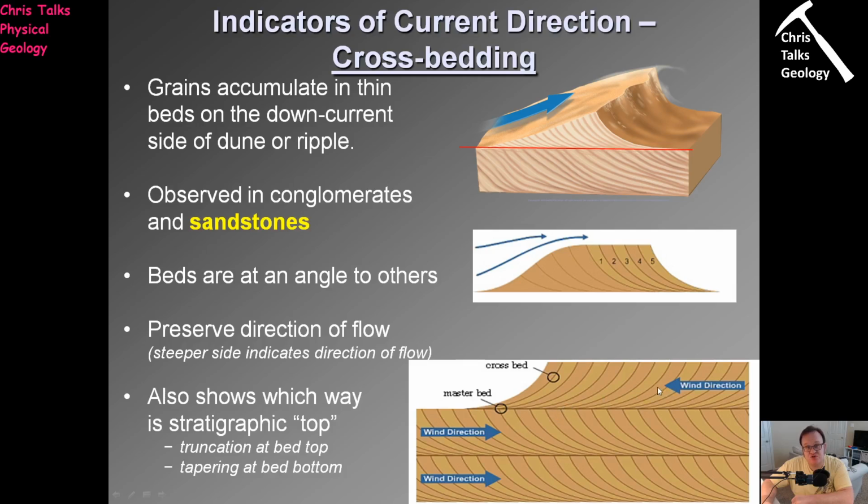So in this case, we know the dune is migrating this way towards the left. And so these crossbeds are very, very helpful to us because they give us an indication of the direction of flow. And so that's extremely helpful to geologists. So not only can we use crossbeds to make sure that our sequence of rocks is the correct way up, it can also tell us which way the dunes were travelling. So it tells us what the prevailing wind direction was when the dunes were forming.